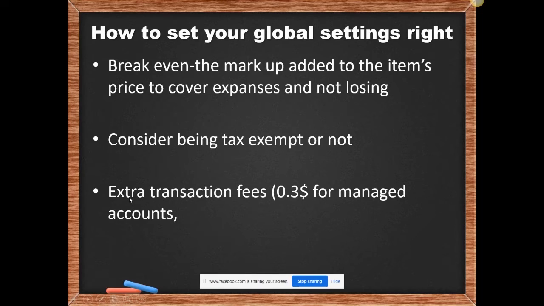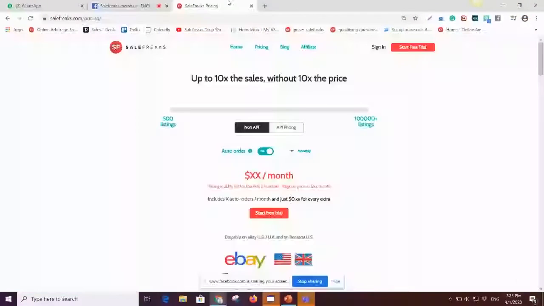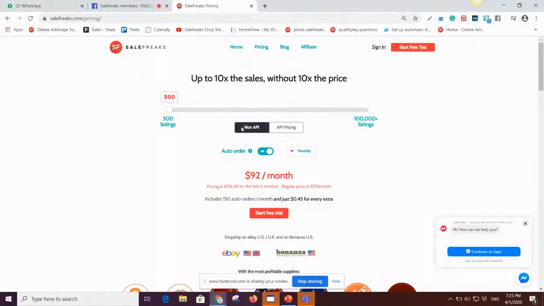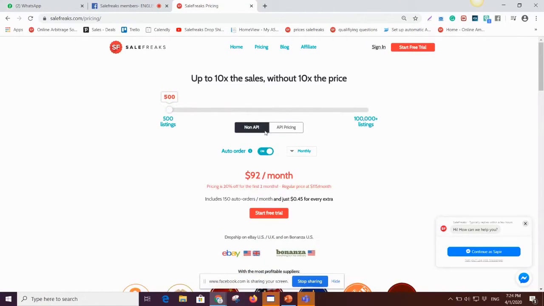Another thing we should consider is the extra transaction fees. For those of you who use our managed account services, every order costs 30 cents. But even if you don't use our managed accounts, even if you use only the auto order features, you still don't get an unlimited amount of sales. Let me show you what I mean. So if I go to SaleFreaks.com, here you have the pricing. So let's say we're on non-API.